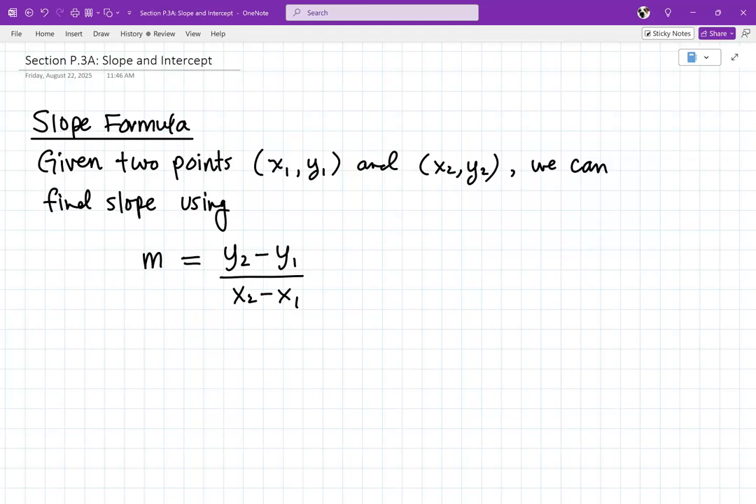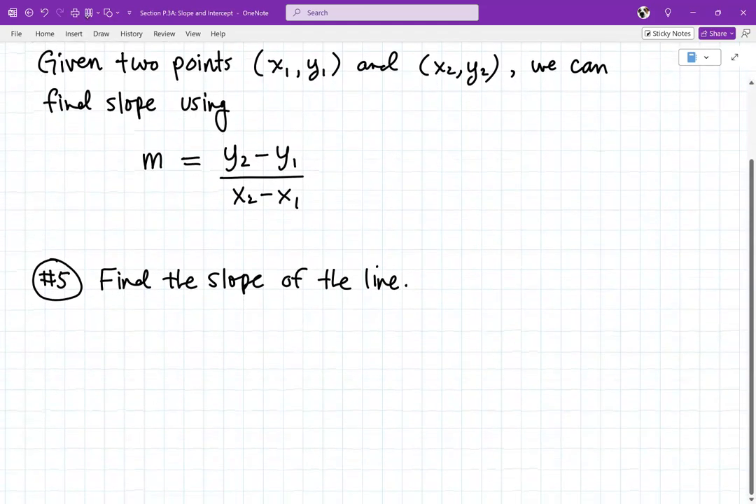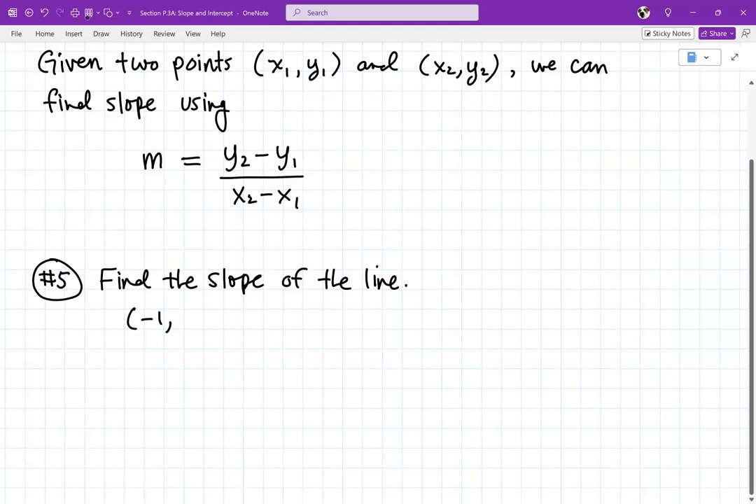So I'll give you some problems here. There's going to be a problem that looks like this. Number 5. It says find the slope of the line. Okay. And all they're going to give us is 2 points. So here's the one they're giving me: -1 comma -14 and 20 comma -14. And they want us to find the slope.